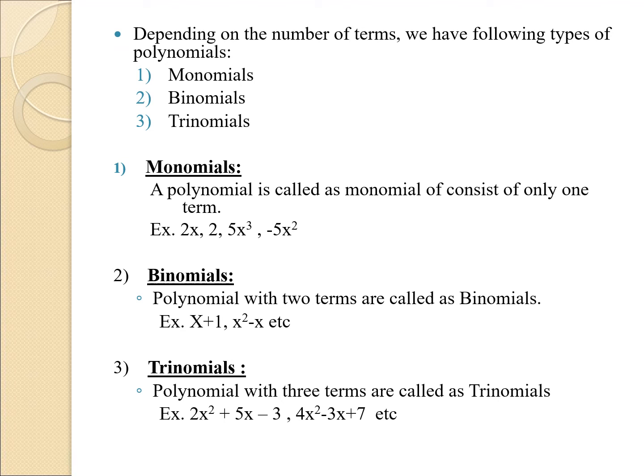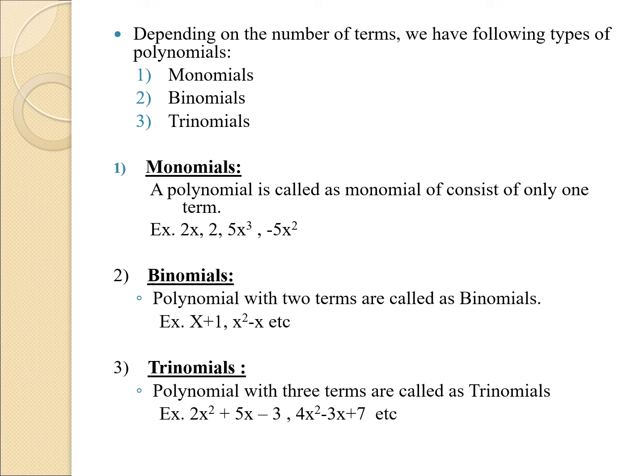Okay, so prior to this we discussed the type of polynomial based on number of variables: 1 variable, 2 variable, 3 variable, and so on. Here again the polynomials can be classified depending on the number of terms. Right now we discussed what is a term in a polynomial. Depending on the number of terms, the types of polynomials are monomials, binomials, trinomials.